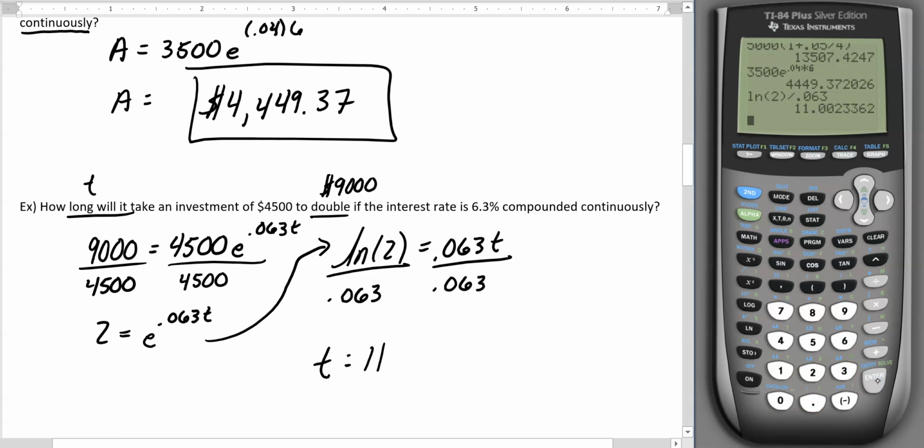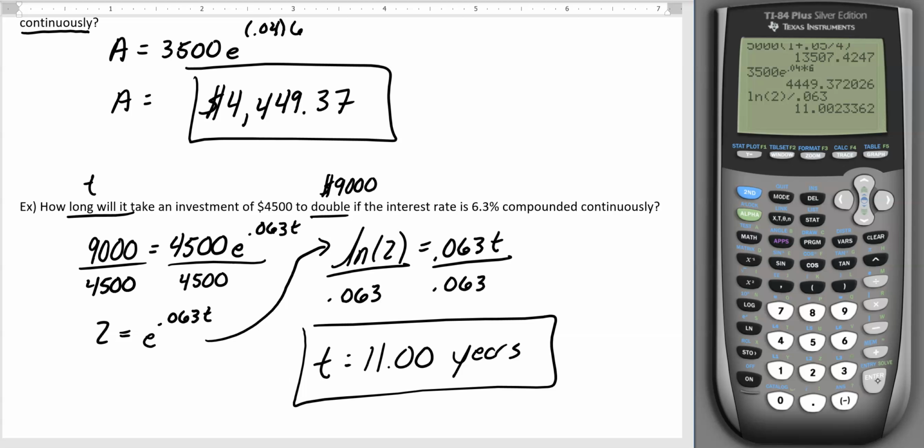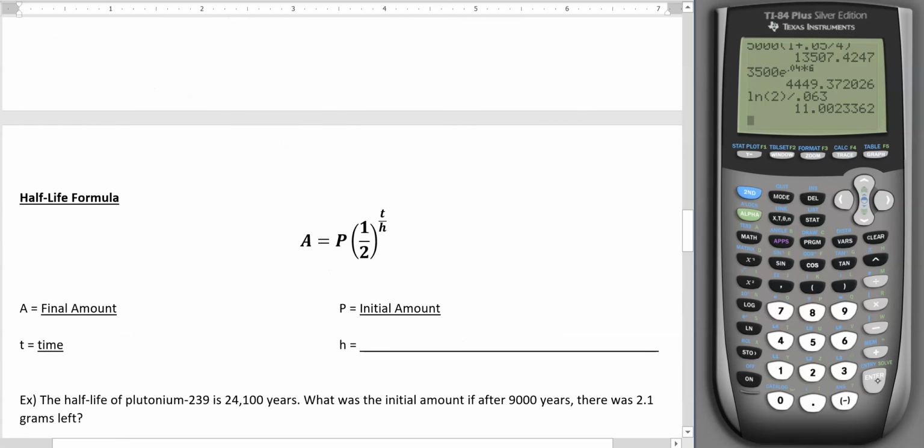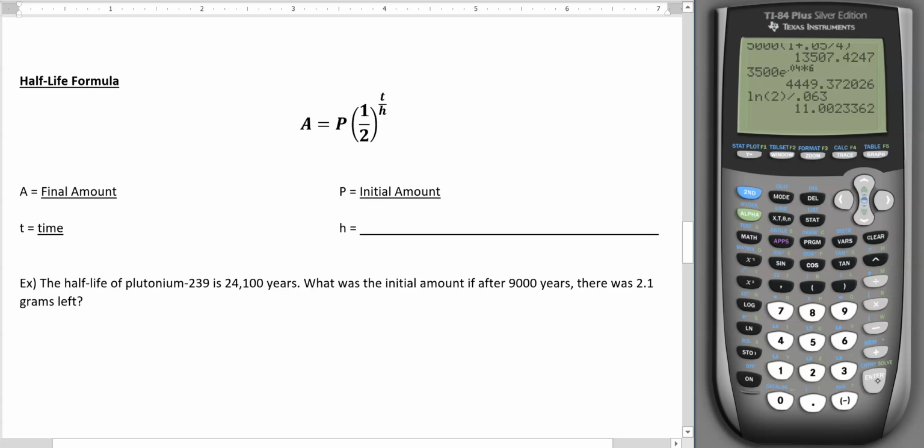And I'll find that t equals, in my calculator, I'll put the natural log of 2 divided by 0.063, 11 years. Pretty much on the dot. 11 years to double at an interest rate of 6.3%. All right, not bad. So we've done compound interest. We've done continuous interest. Next, we're going to look at the half-life formula.